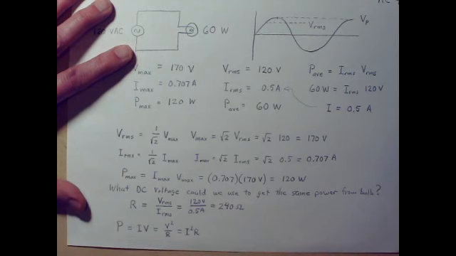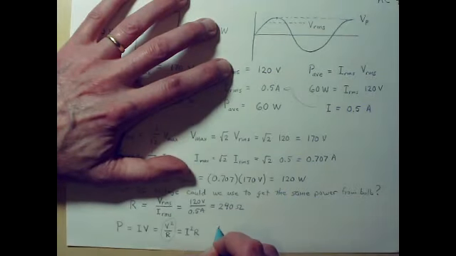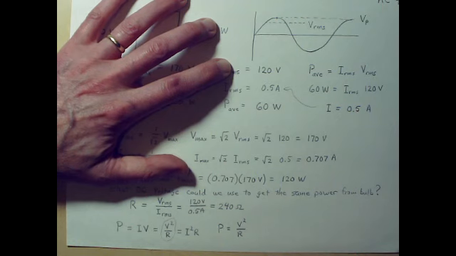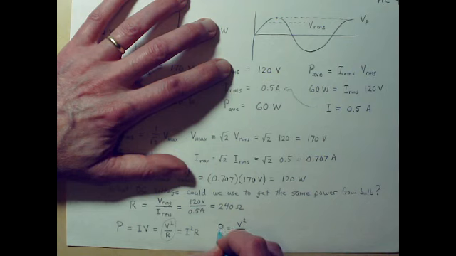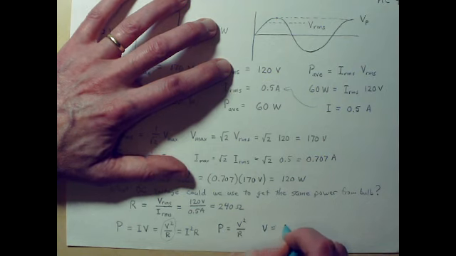So what relates power and resistance and voltage? Why, it's this one right here. So let me write it again. Power is V squared over R. We want to solve this for V. So solve that for V, and what would you have? V is going to be a square root, and it's P times R.